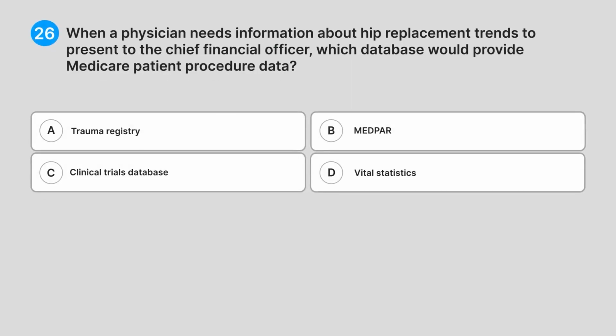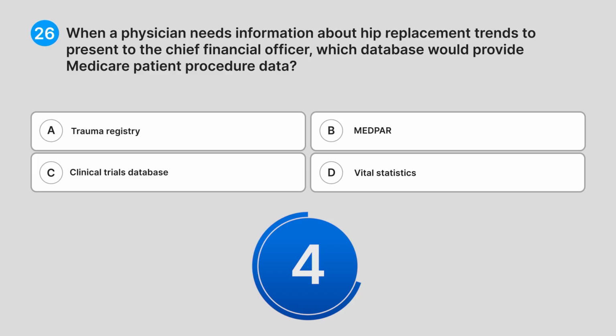26. When a physician needs information about hip replacement trends to present to the Chief Financial Officer, which database would provide Medicare patient procedure data? A. Trauma Registry, B. MedPAR, C. Clinical Trials Database, D. Vital Statistics. Do you know the answer?